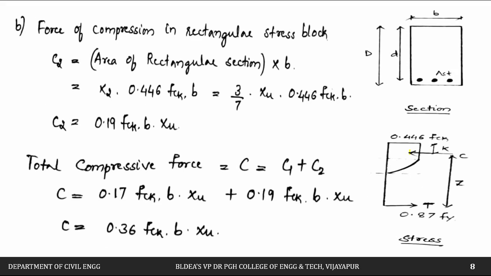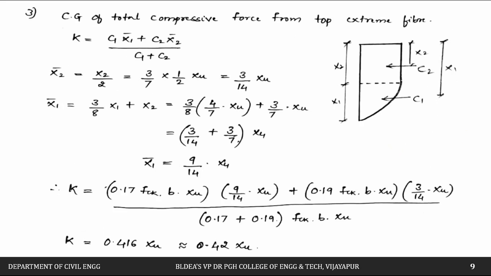Next, we have to calculate this C that we have shown, which is nothing but the total compressive force. Now at what distance it is acting has to be shown. At what distance it is acting from the top compression fiber, that distance has to be shown. So we will try to calculate this value K. So how do we calculate it now? These are two forces which are acting.